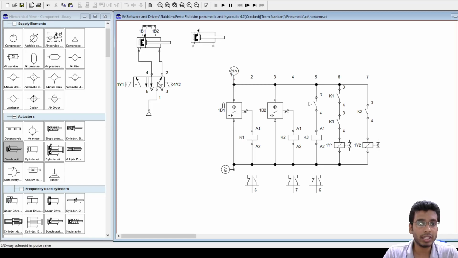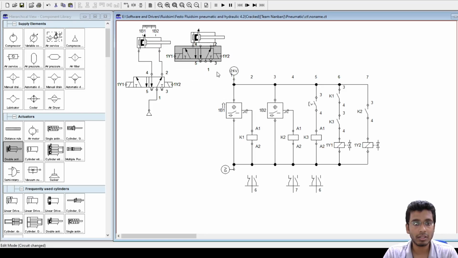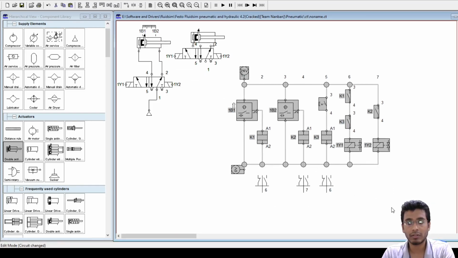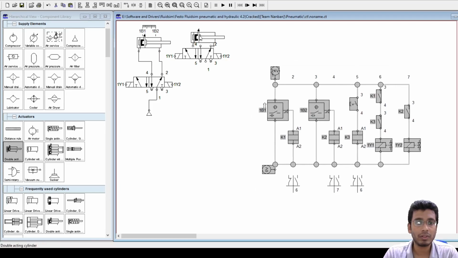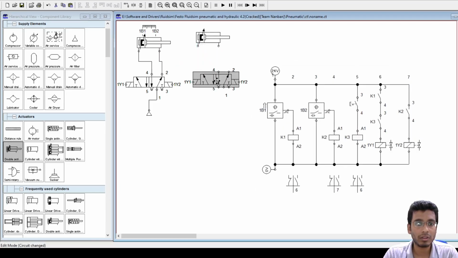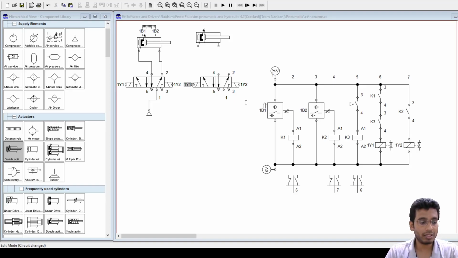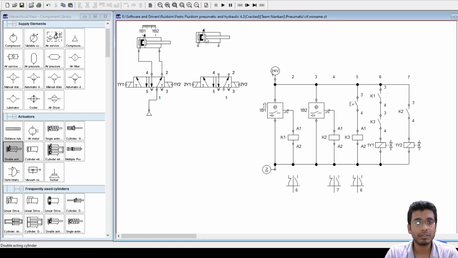Okay, so this is there. Now you will be requiring, fine. So what should be the labeling here? It should be 2Y1. Okay, and then this valve should be 2Y2. Fine, and then it will close here.